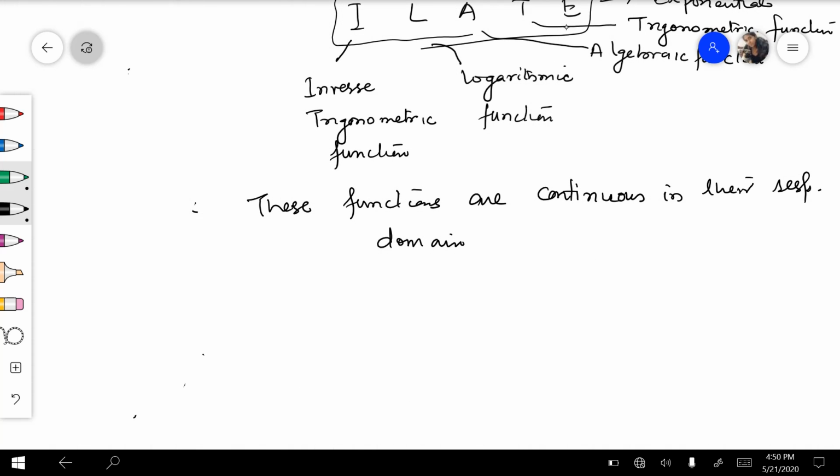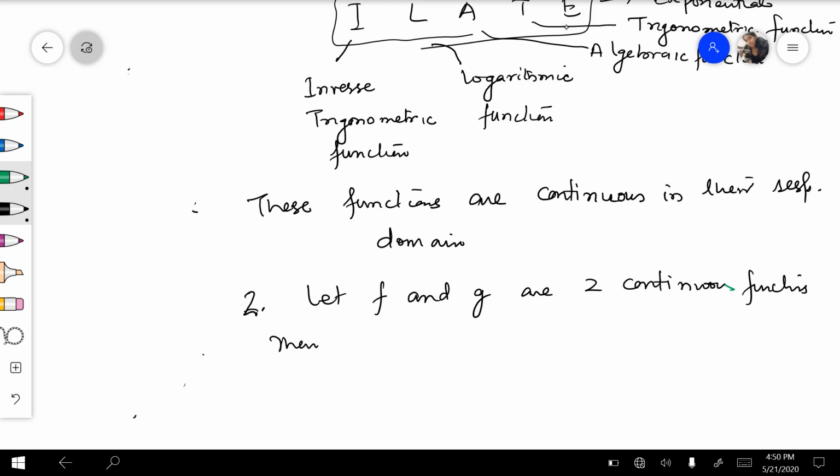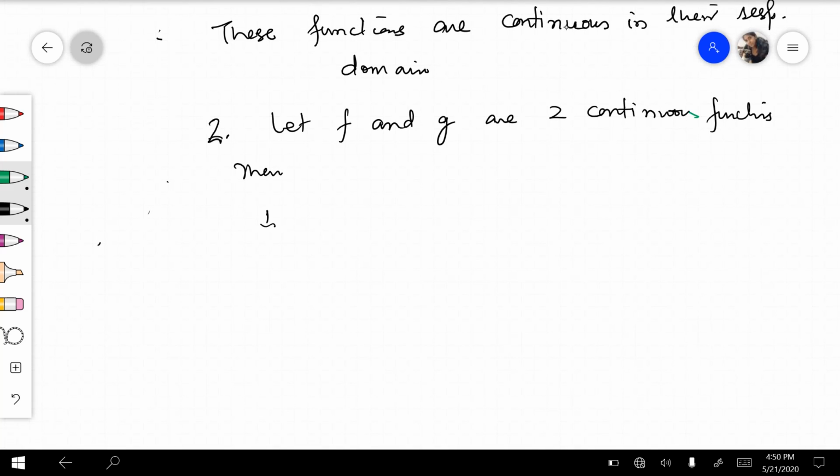Then second thing, earlier we have discussed the algebra of continuity at a point. Now I'm generalizing that thing. Let f and g be two continuous functions. Then first thing, f plus g is continuous.